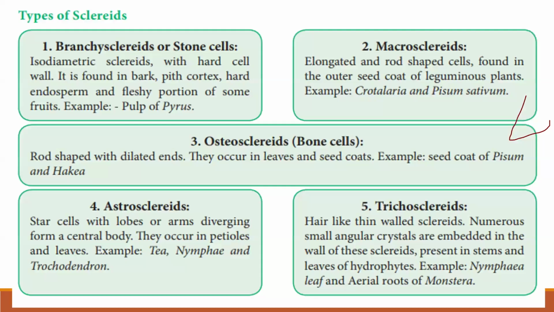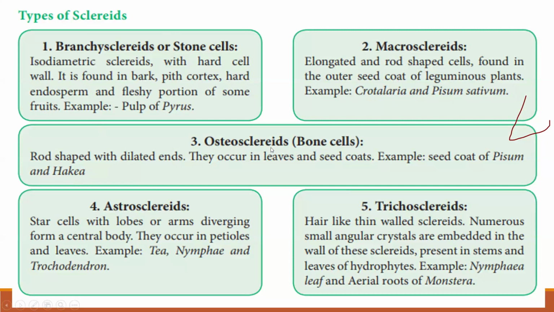Based on the shape, these sclerites are classified into brachysclerites, macrosclerites and others. Brachysclerites are isodiametric sclerites with hard cell walls, and they are found in bark, pith, cortex, endosperm, and the fleshy portion of some fruits. Whereas the macrosclerites are elongated and rod-shaped cells, which are found in the outer seed coat.